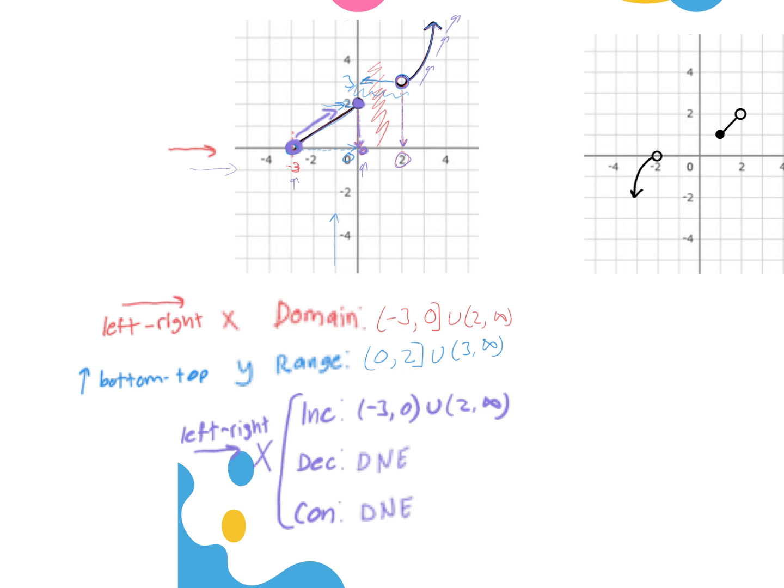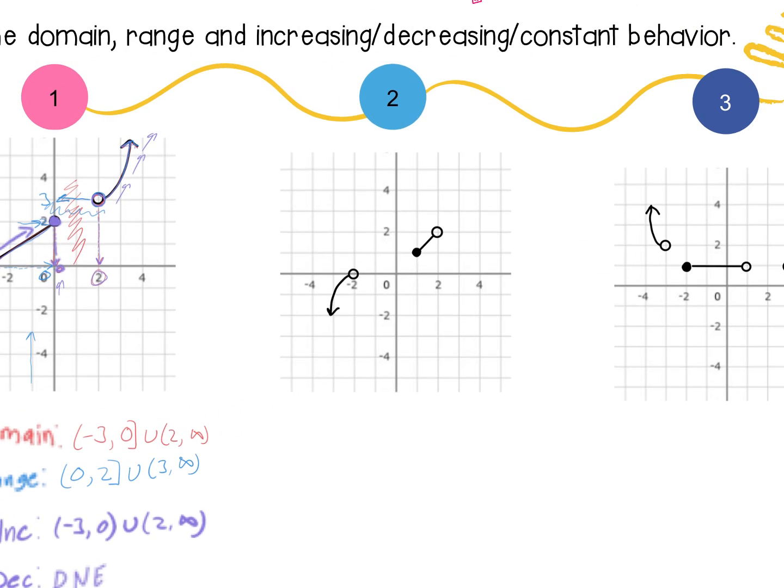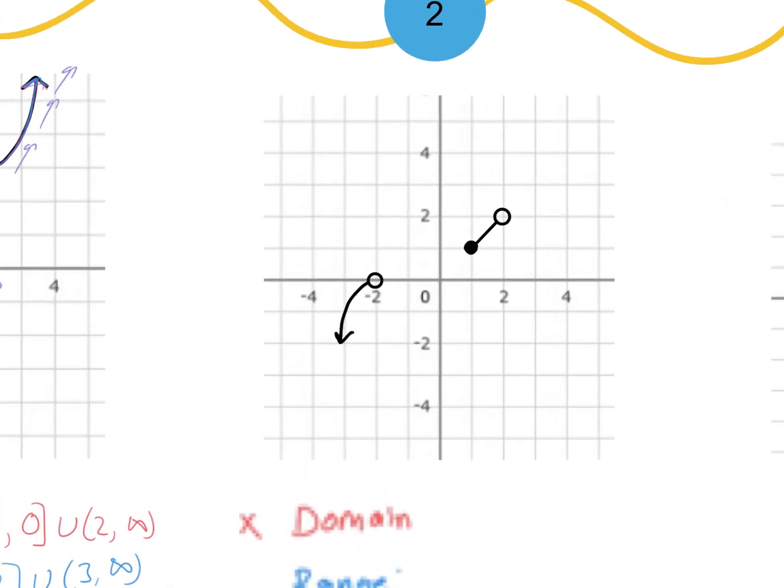All right, let's try another example. Let's look at the one right next to it, example 2. Again, let's start with our domain, and then we're going to do a range. Our domain is going to be our x values. We're going from left to right, so let's go in this direction.